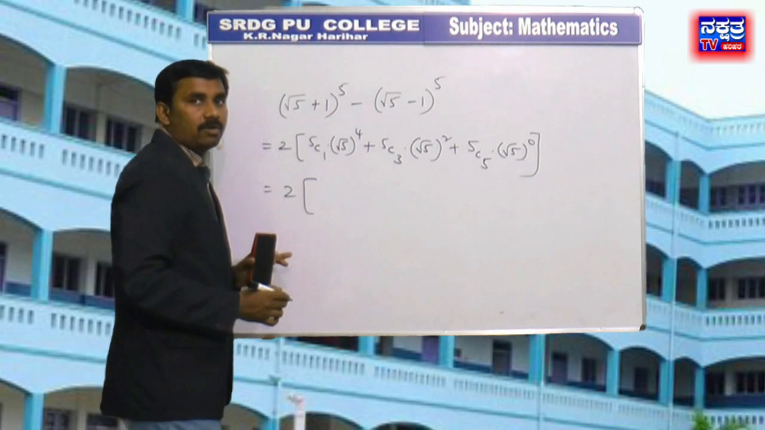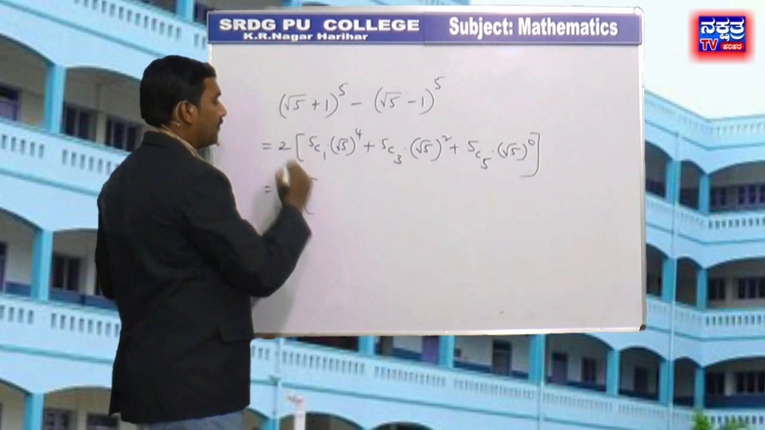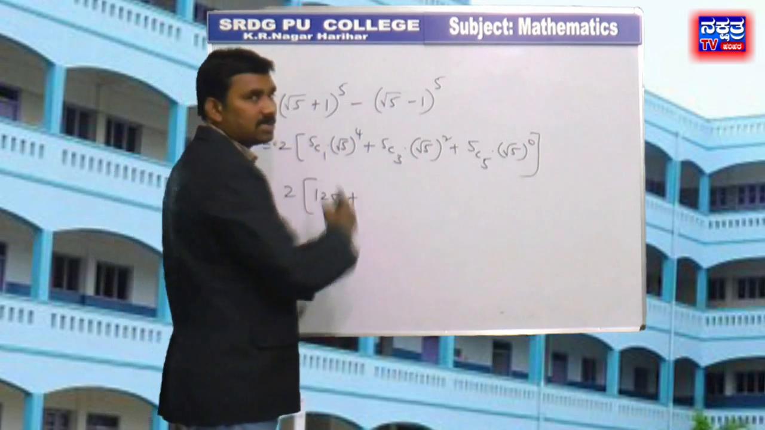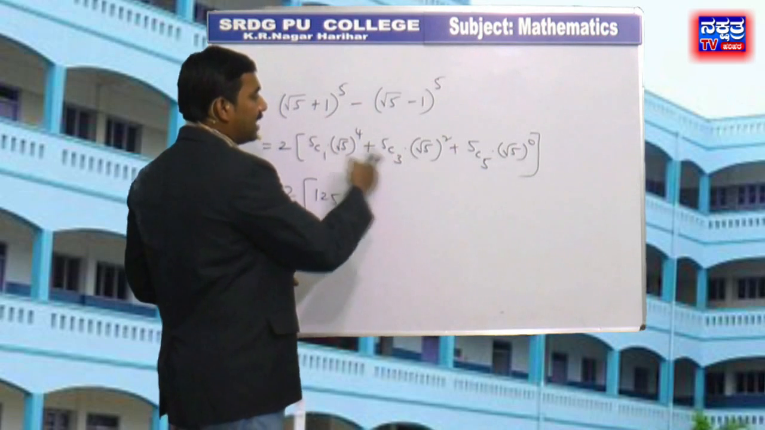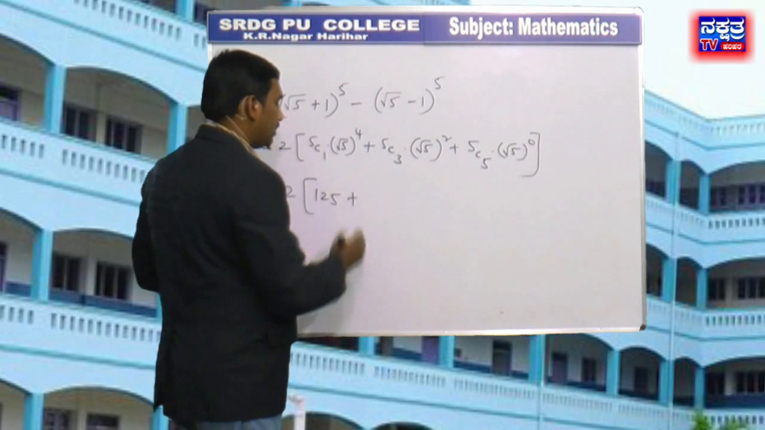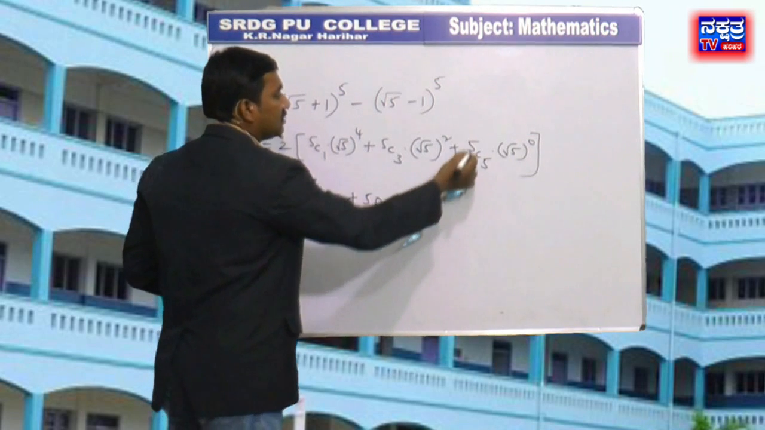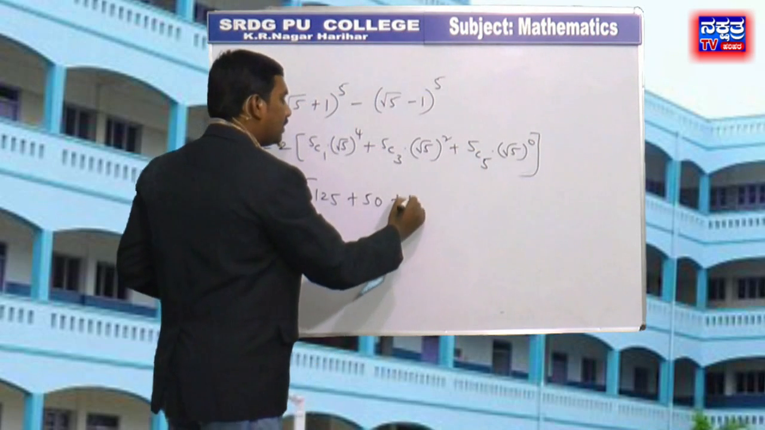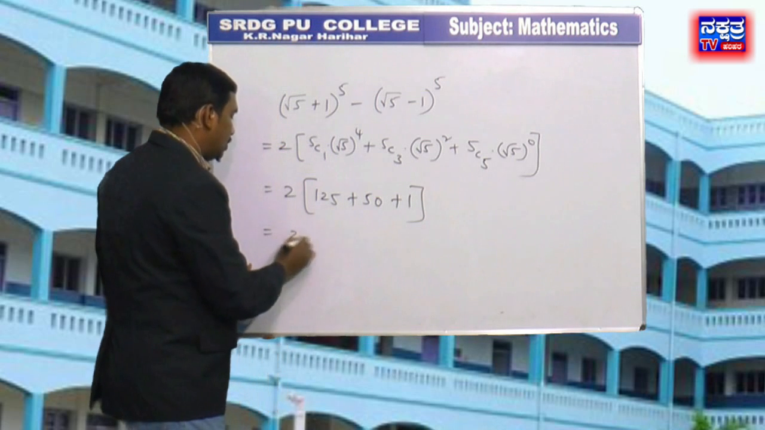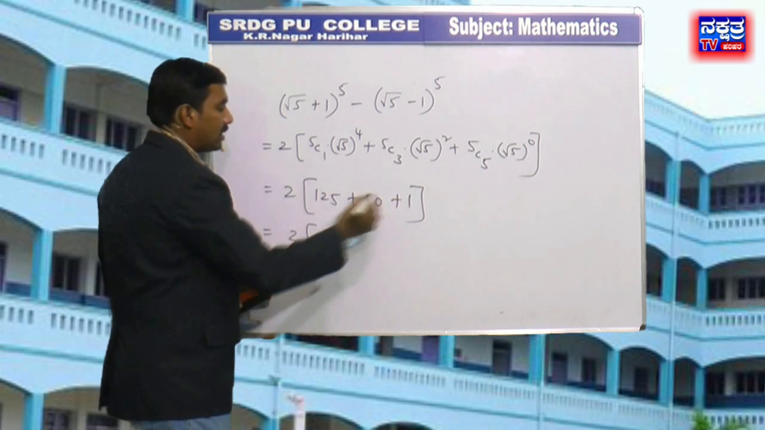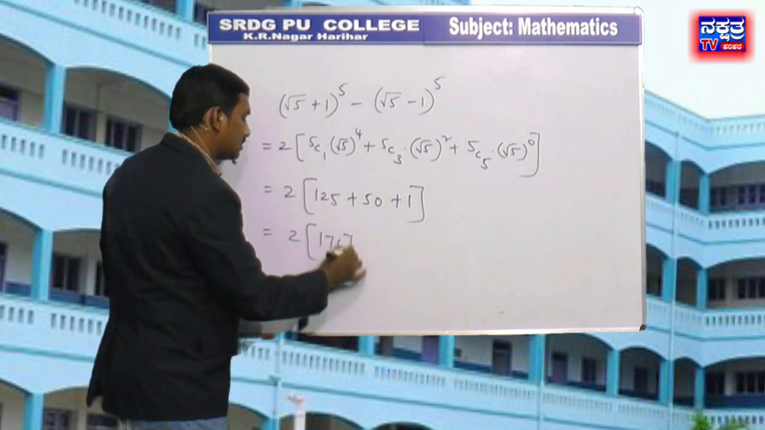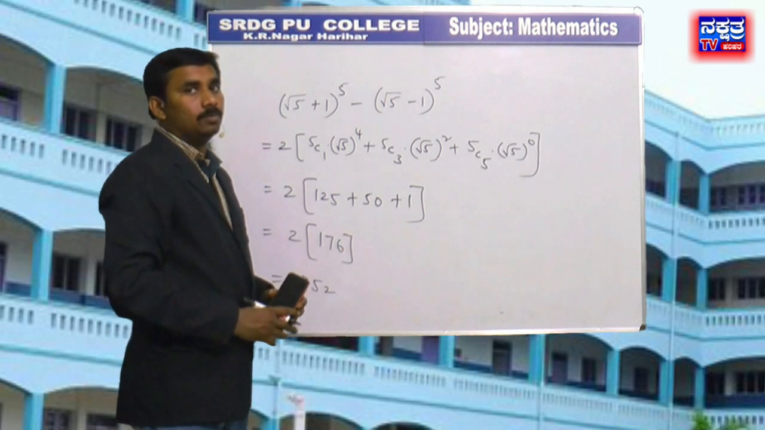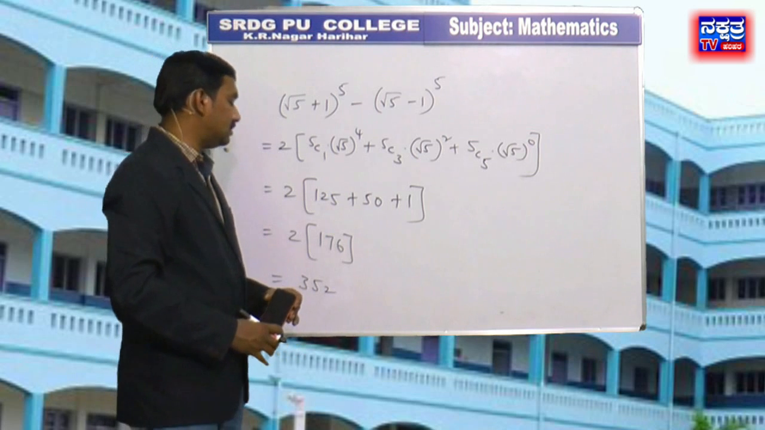Root 5 whole power 4 is 25. 25 into 5, that is 125, plus 5c3, that is equal to 5c2, that value 10. Root 5 whole square is 5. 10 into 5, 50, plus 5c5 value 1, and root 5 power 0 is also 1. Hence, 2 into (125 plus 50 plus 1), 176. 2 into 176 equal to 352. So the final answer is 352.